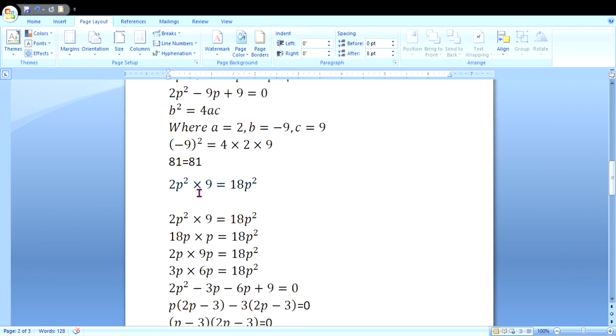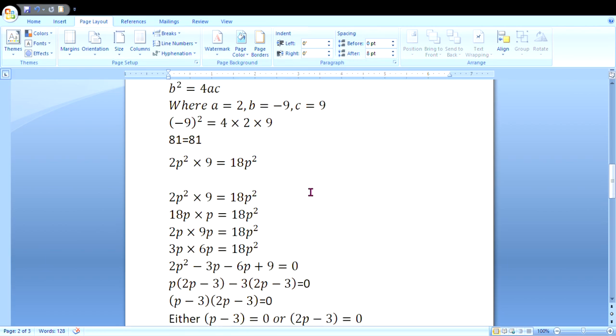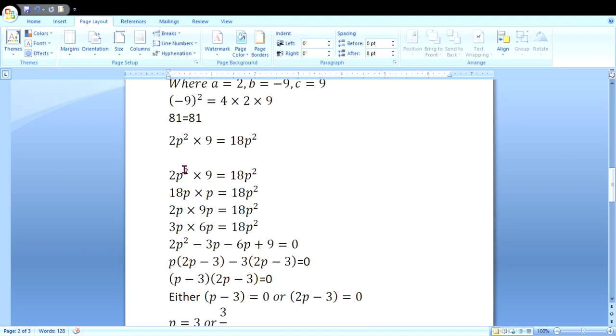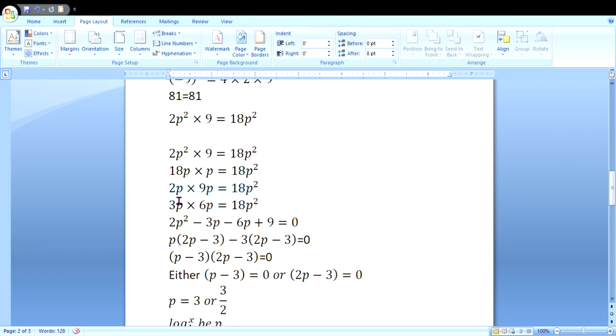Okay, and if that is done, we see that the product of a square times c becomes 18p². Now let's find all the factors of 18p². One of the factors is 18p times p, that will give us 18p². 2 can still go: 2p times 9p, that will give us 18p². 3 can also divide 18p², so it's 3p times 6p gives us 18p².